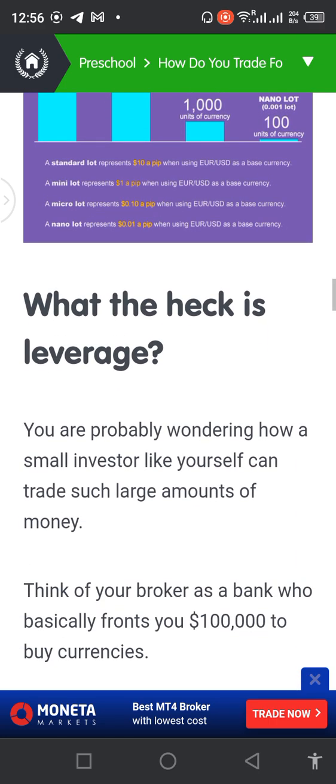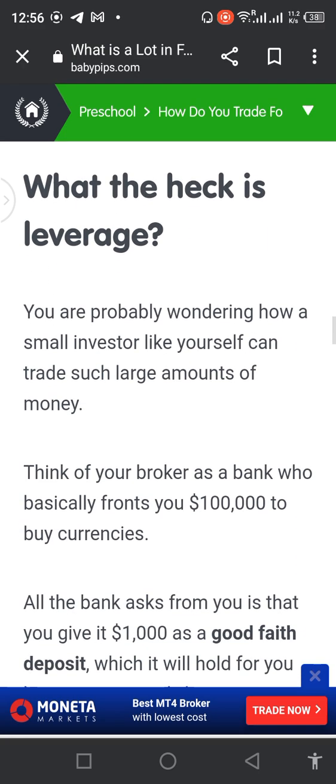What the X is leverage. So this is going to be another point.